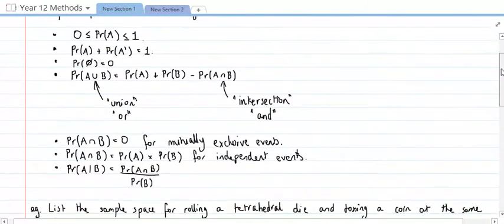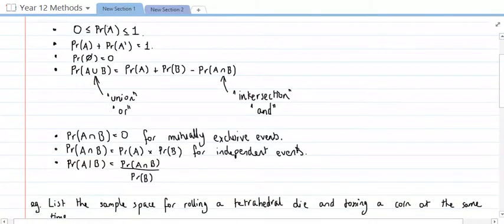So the first one is that the probability of an event is always between 0 and 1. It can't be outside of that. A probability of 0 means that it's impossible, and a probability of 1 means that it is certain. That leads on to the next rule, which is the probability of A plus the probability of not A, or the complement of A, is equal to 1. So the sum of any probabilities should always add up to 1.